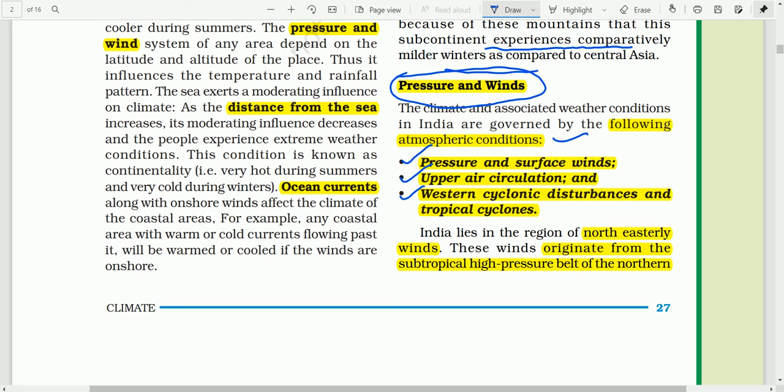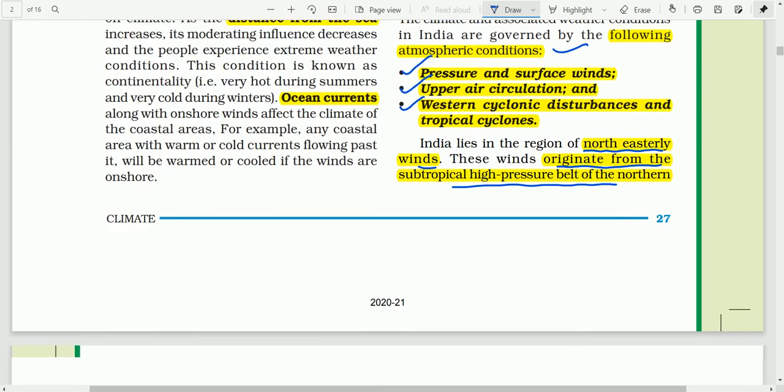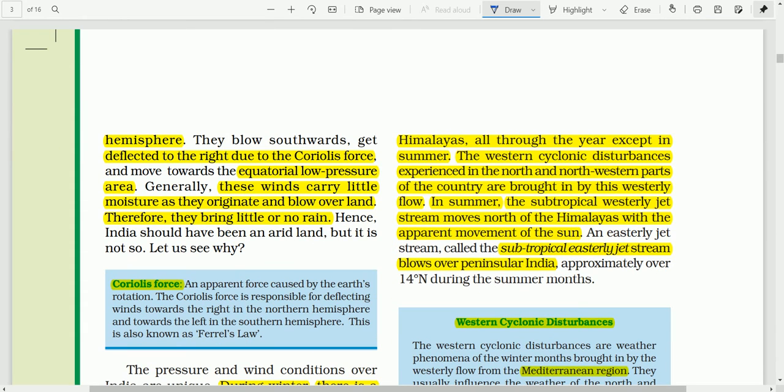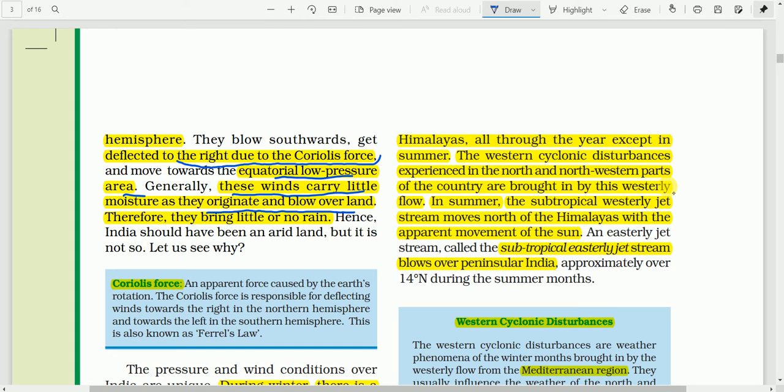Okay, the first one, so India lies in the region of northeasterly winds. Do you remember the planetary wind systems? So these winds originate from the subtropical high pressure belt of the northern hemisphere, and they blow southwards and get deflected to the right due to Coriolis force, and move towards the equatorial low pressure area. Generally these winds carry little moisture, as they originate and blow over the land, and therefore they bring no rainfall.